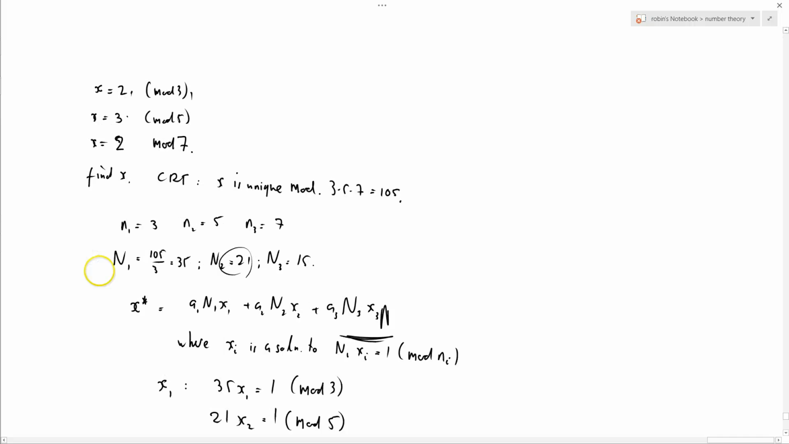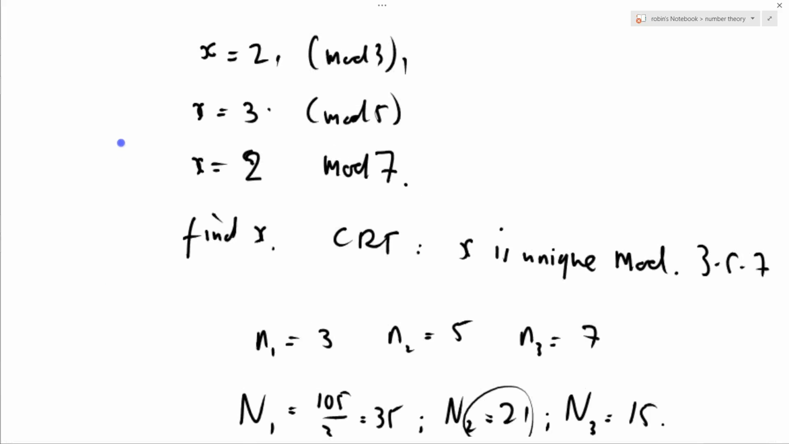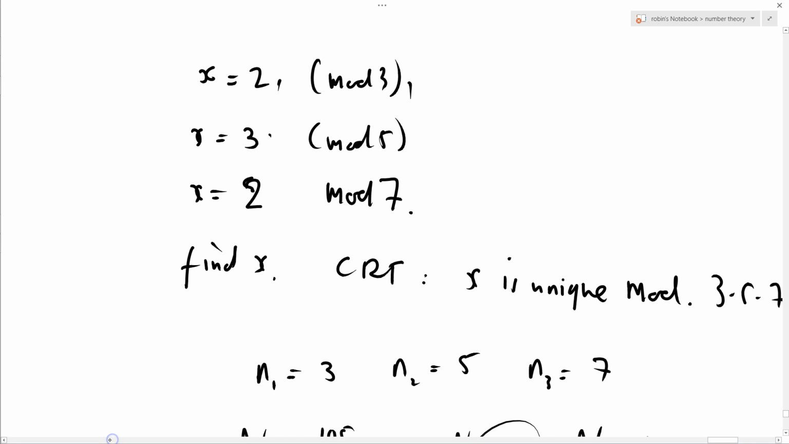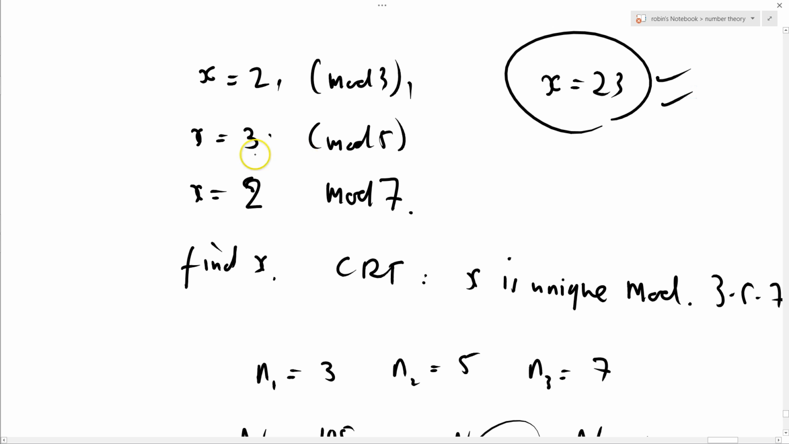We better check that. There's quite a lot of steps in this. What I'm asserting is that x equals 23 is a solution. Well, it's equal to 2 modulo 3. What about this one? Modulo 5, it's 3, as it should be, and modulo 7, well, it's 21 plus 2, so it's 2 modulo 7. So we've solved our classical problem. This is from some ancient Chinese text. Okay, I'm going to stop there.